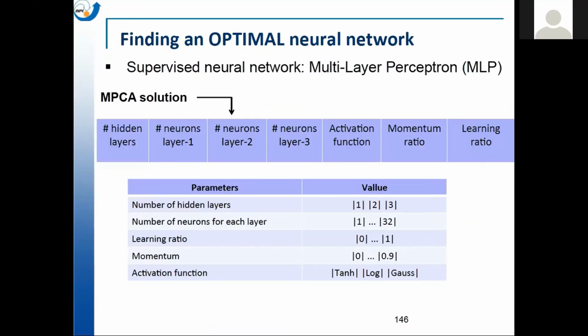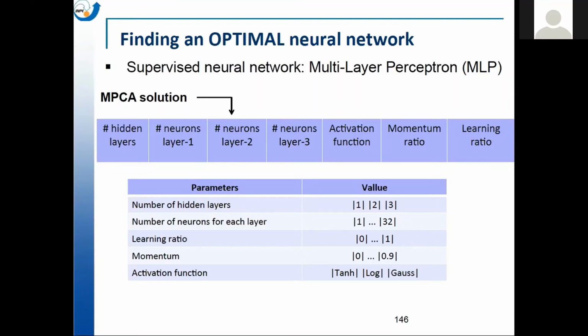Our idea is to identify the number of hidden layers in our neural network. By the way, we are using a supervised neural network, a multi-layer perceptron, and the number of neurons inside each hidden layer. We also identify the type of activation function and the two parameters for the learning phase, the momentum ratio and the learning ratio.